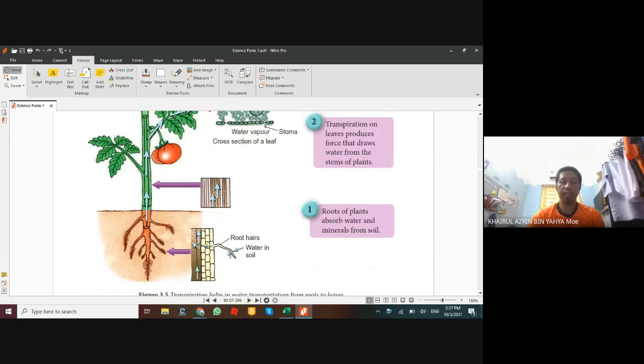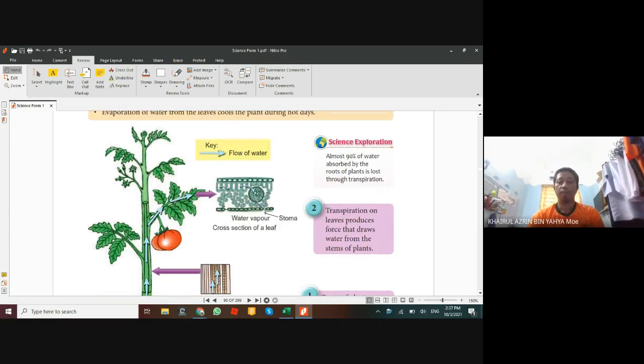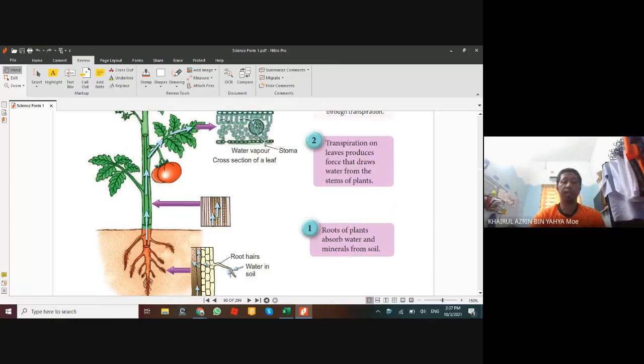So if we read here, roots of plants absorb water and minerals from soil, from this diagram. This is number one. Number two, from the leaf here. Transpiration on leaves produces force that draws water from the stems of plants. So almost 90% of water absorbed by the roots of plants is lost through transpiration. Only 10% is absorbed to the leaves and the parts.